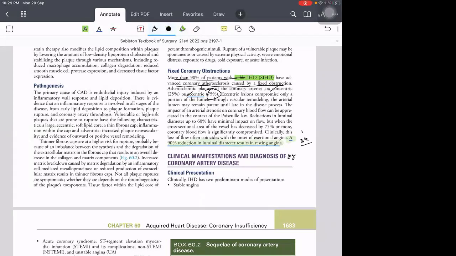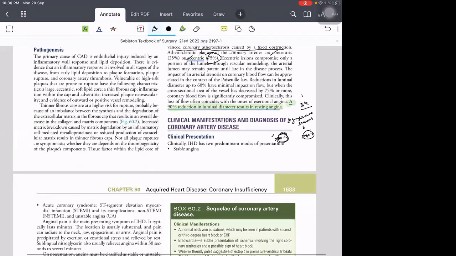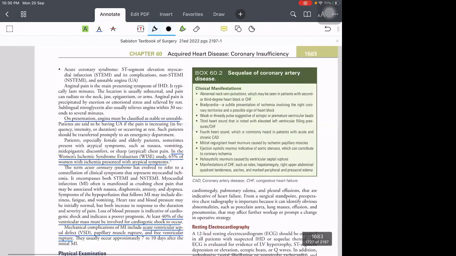What is a significant stenosis? How many percent of the lumen should be decreased, and how many percent of the cross-sectional diameter? 70%, and more than 90% of the cross-sectional area. When the cross-sectional area is reduced by more than 90% and more than 70% of the diameter is stenosed, it is called a significant stenosis. It is given in Bailey.